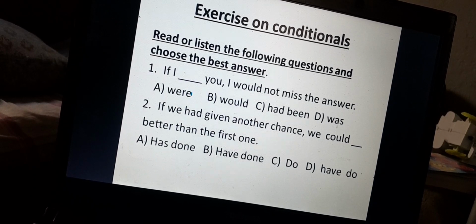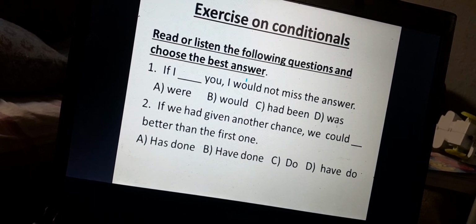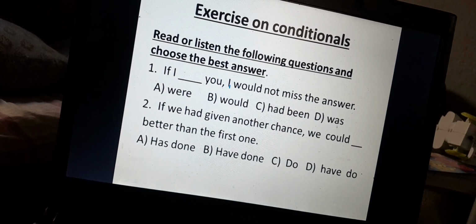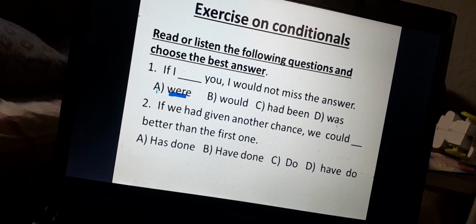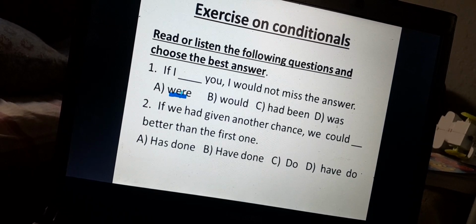But here the question is on conditional type 2, because the if clause part has been given to you fully: subject plus would plus not and then verb 1, miss, and the remaining one is the if clause part. So this is the correct answer, option A. If you have responded by saying option A, you are right.